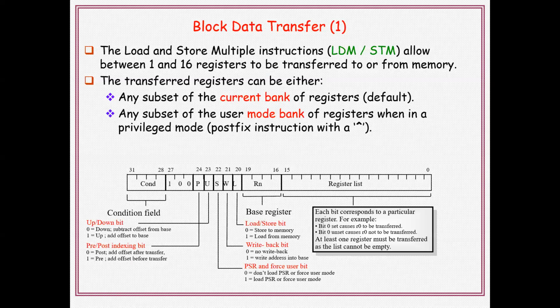So instead of taking content into one register, if you require 10 locations' contents into some sequence of registers, that is also supported with the help of LDM. The transferred registers can be either any subset of the current bank of registers by default, or any subset of the user mode bank of registers when in a privileged mode.